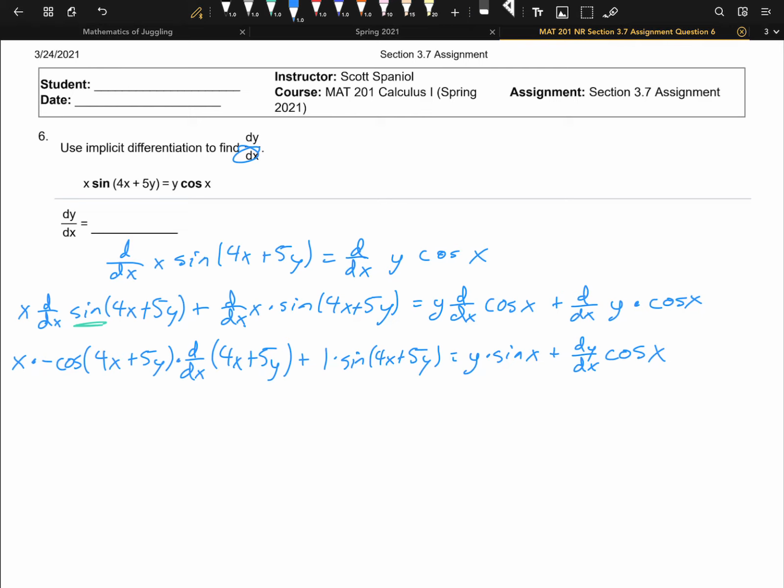So over here, we can multiply x times negative cosine of 4x plus 5y. So that'll be negative x cosine of 4x plus 5y. And then we do the derivative of the inside. The derivative of 4x is just 4. The derivative of 5y is 5, and then times the derivative of y with respect to x, so 5 dy/dx. Plus 1 times sine of 4x plus 5y is just sine of 4x plus 5y. And on the left-hand side, there are no derivatives to take. We've already taken all the derivatives.